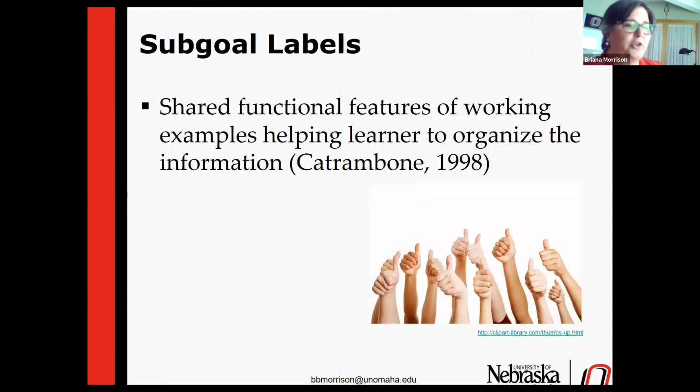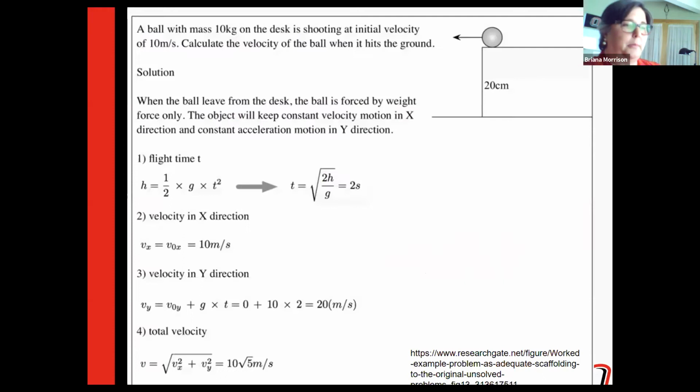The initial work on this was done by Richard Catrambone, an educational psychologist at Georgia Tech. And he discovered in 1998 that the shared functional features of worked examples can help the learner to organize the information in their own brain. It basically gives them a recipe or a step-by-step process for how to go about this problem-solving procedure. It also can lead to what we call automaticity.